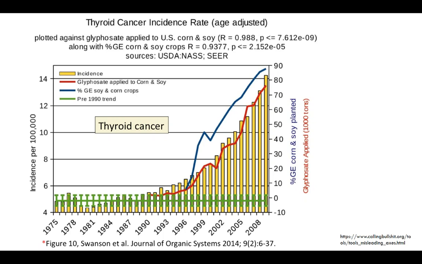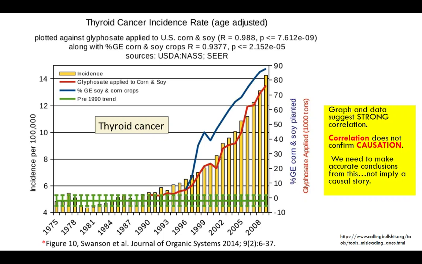Notice on the right-hand side, if you turn your head sideways, you see that there are two different axes. We've got percent GE corn and soy planted, and we've got glyphosate applied measured in 1,000 tons. So we've got two different axes that are being measured. But we also notice we've got a whole other axis on the left, incident per 100,000. So we've actually got three different things being plotted with three different axes going on here.